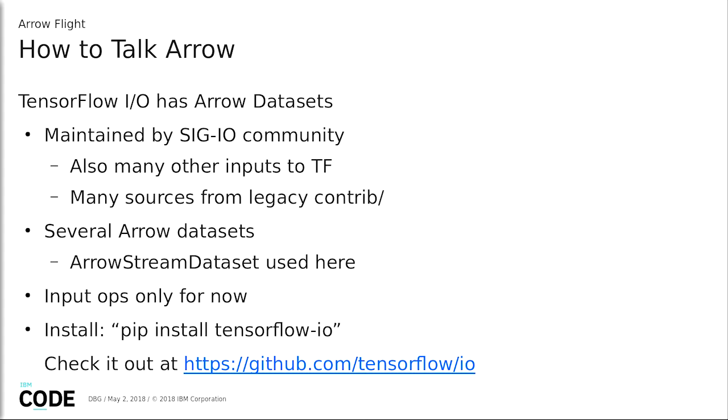A lot of things that used to be in the legacy contrib folder of TensorFlow ended up moving here, and there's been a lot more added. It's an easy pip install, and so I definitely urge you to check it out. I'm sure you will find something useful there. For our example purpose, we're going to make use of the Arrow stream dataset that exists in there.